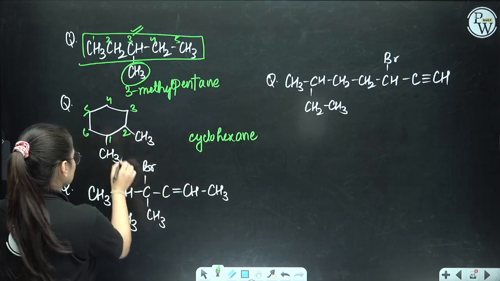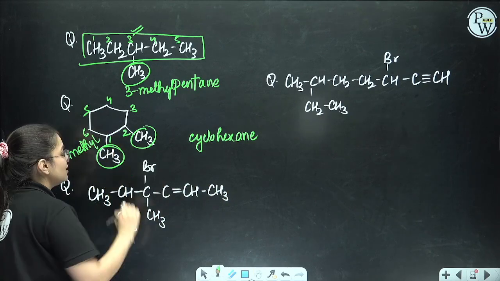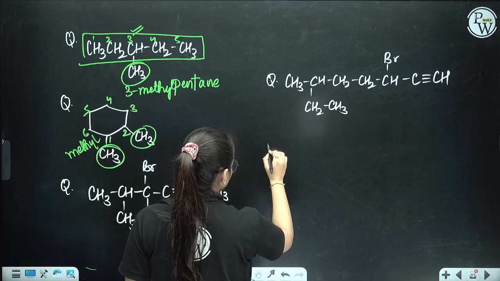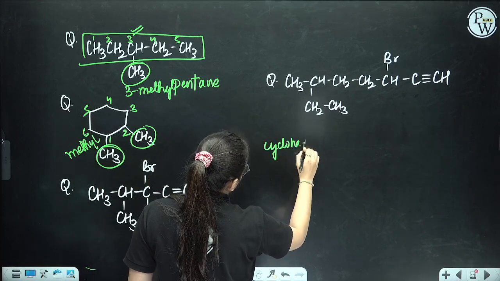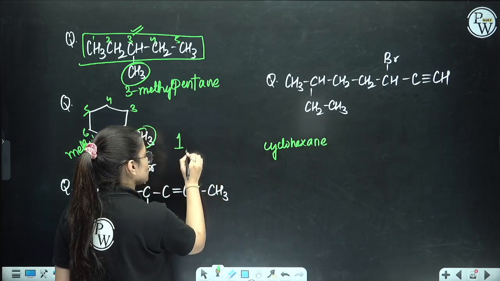Then we have two extra groups. This is CH3, CH3. And we are going to write methyl for them, right? And basically, let me just erase it and write it over here again. See, this is an extra group which is written at first and second carbon. So write both the numbers, 1, 2.